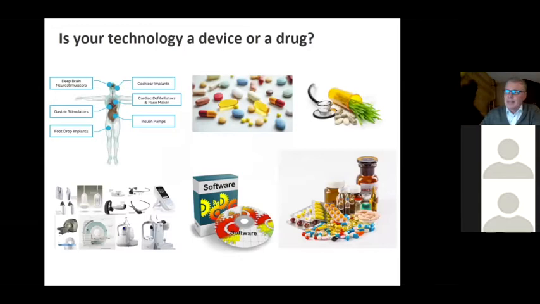So this talk is really about medical devices, but I do want to start off with something very basic, and that is: is your technology a device or a drug? It seems intuitively obvious to the most casual observer whether a product is a device or a drug most of the time, but there are occasions where it's not necessarily completely obvious.